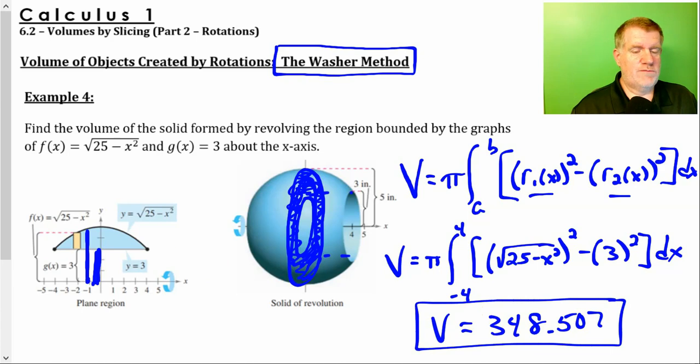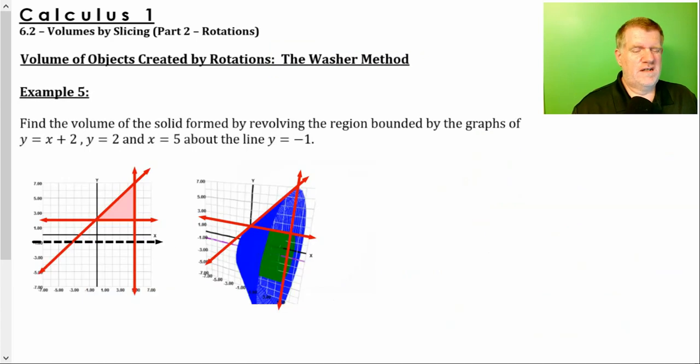All right, let's add more to it. Now we're revolving it not around one of the axes, but around the line y equals -1. So we're taking the graph of y equals x plus 2, the graph of y equals 2, and the graph of x equals 5, which creates this region here. We're going to rotate it around the line y equals -1. All right, let's see how this gets generated.